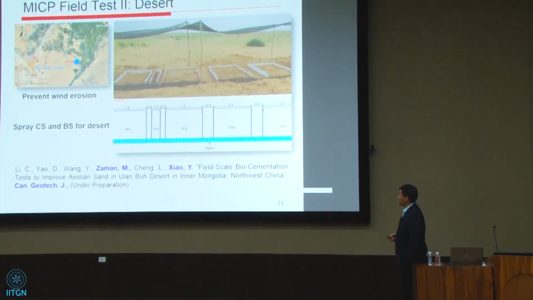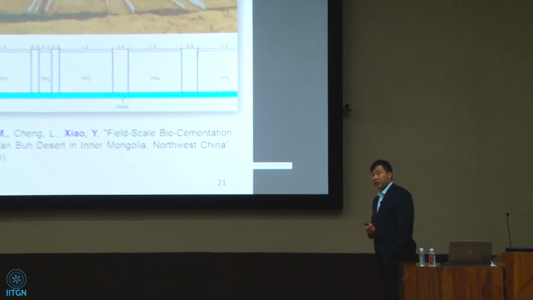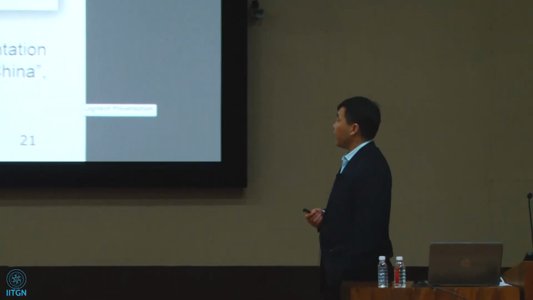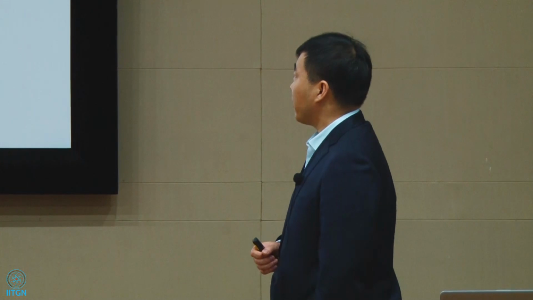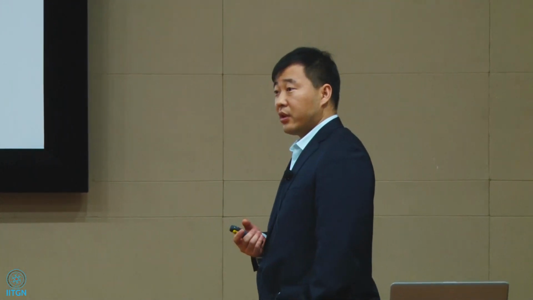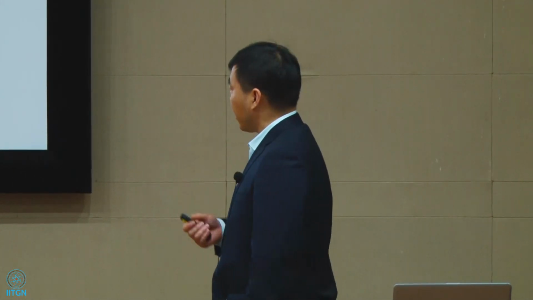And in the second field testing, we use this technology to prevent wind erosion in the desert. And this test is also successful. We find that in the same way, spraying the CS and the BS on the desert, it works very well. We are preparing this manuscript with Professor Zama, and it's on the way, so we will submit it in about next month, I think.